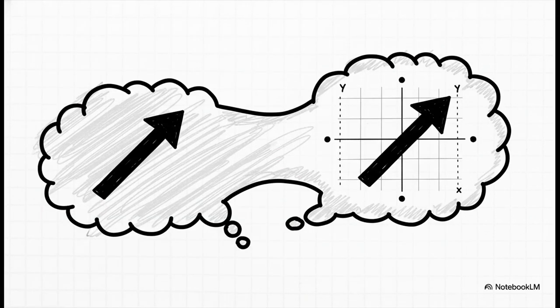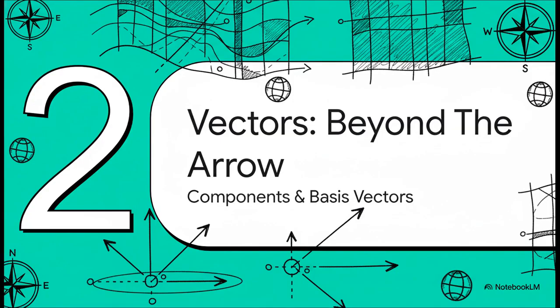But, and this is a big but, if we're going to climb the ladder all the way up to tensors, that simple arrow idea isn't quite enough. It's a great starting point for sure, but we need to look at it from a slightly different angle. So let's move beyond the arrow. It's time to introduce a couple of new ideas: components and basis vectors.